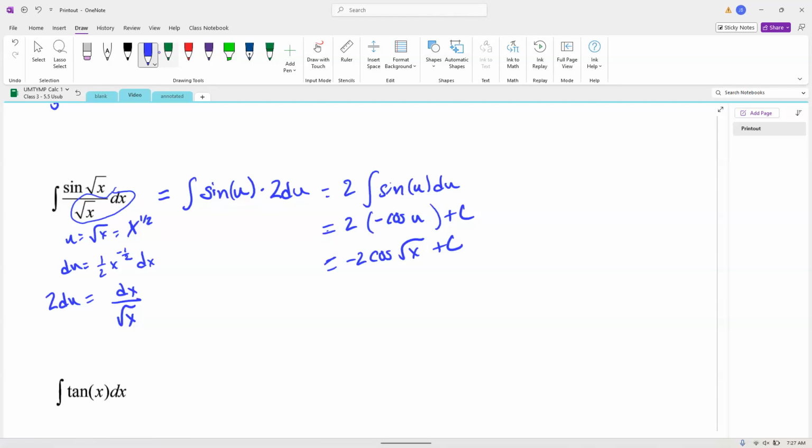Okay, and the other thing too is, since this is an antiderivative, if you want to make sure you did it right, differentiate it.